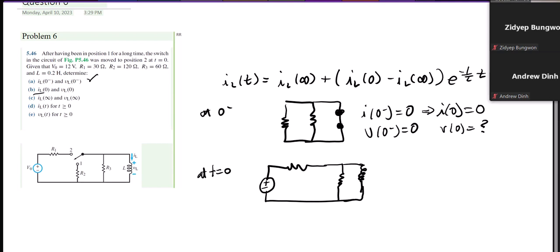Okay, so this R1 is 30. R2 is no longer connected, so it's not playing anymore. This is 60 ohms.